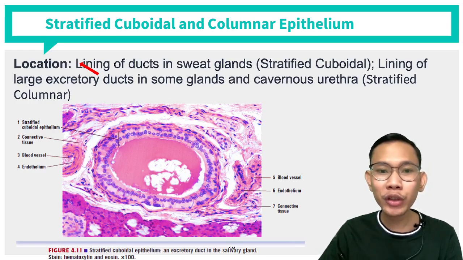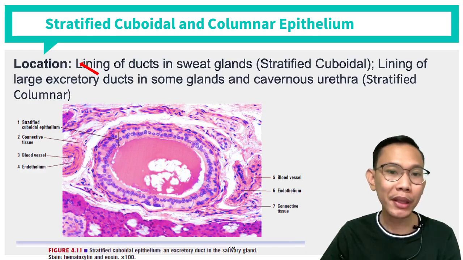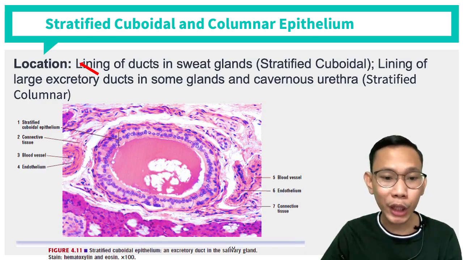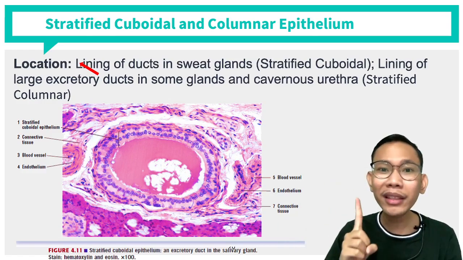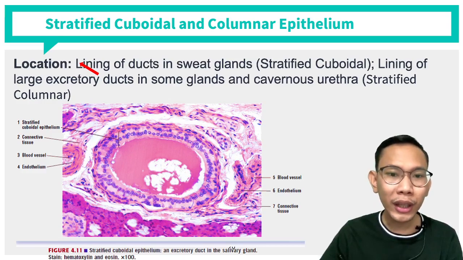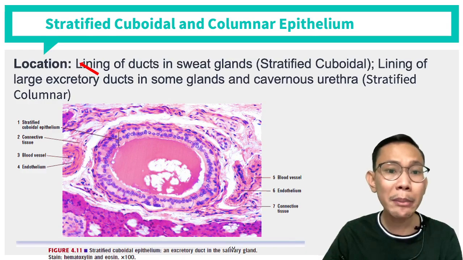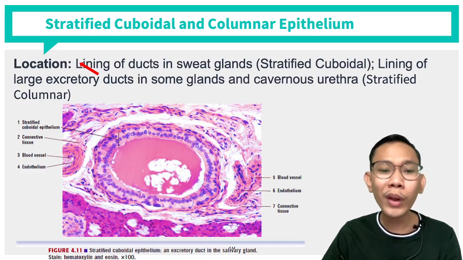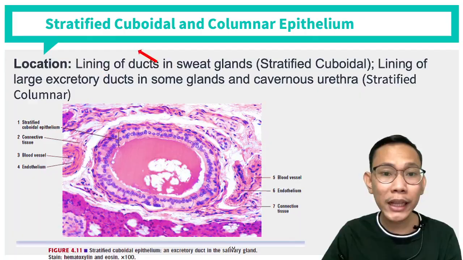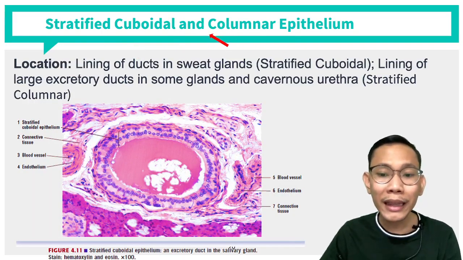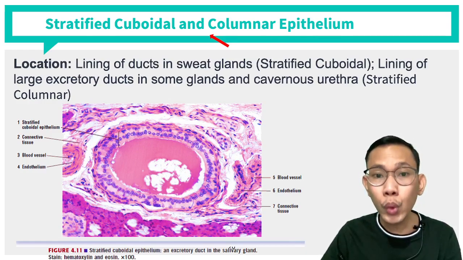Now let's proceed to your stratified cuboidal and your columnar epithelium. For stratified columnar and cuboidal epithelium, always remember that they have a limited distribution in our body. That's why I make them one part of your discussion here. Both types of this epithelia, stratified cuboidal and stratified columnar, line the larger excretory ducts of your pancreas, salivary glands, and your sweat glands. In these ducts, your epithelium may exhibit two or more cell layers.